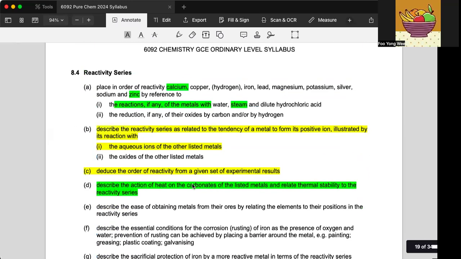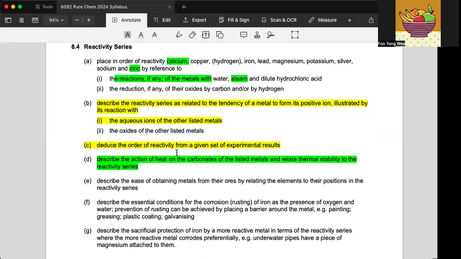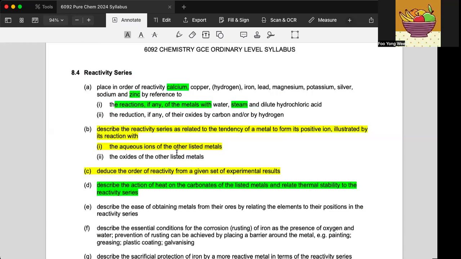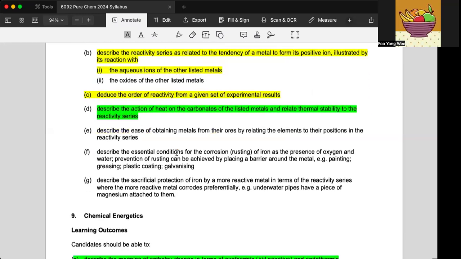Transition metals, pay attention. Reactivity series, be very careful. They will always ask, but normally they don't ask it as a whole question. They will integrate it into one of the questions. So do pay attention.